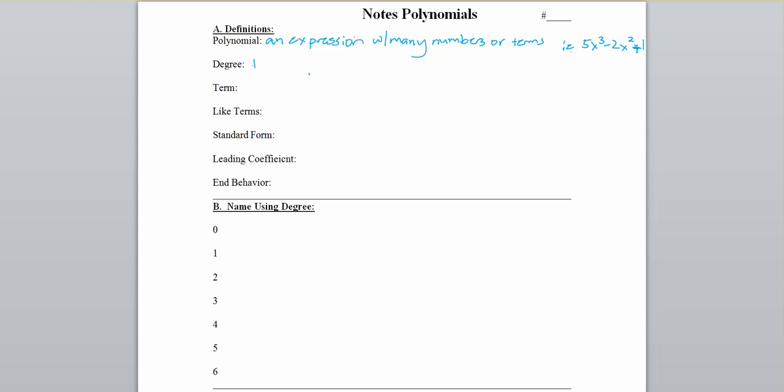The degree is the highest exponent in the polynomial. So I'll give you an example of how we classify the degree of a polynomial.